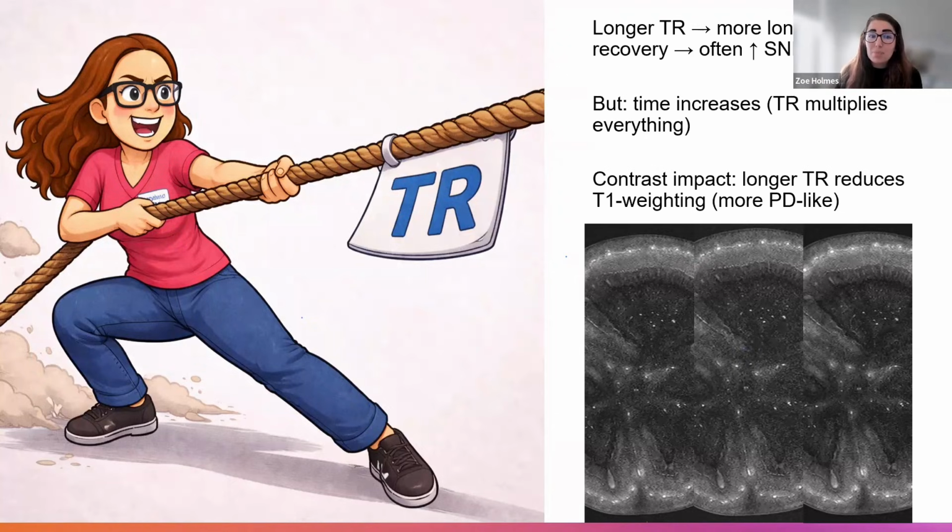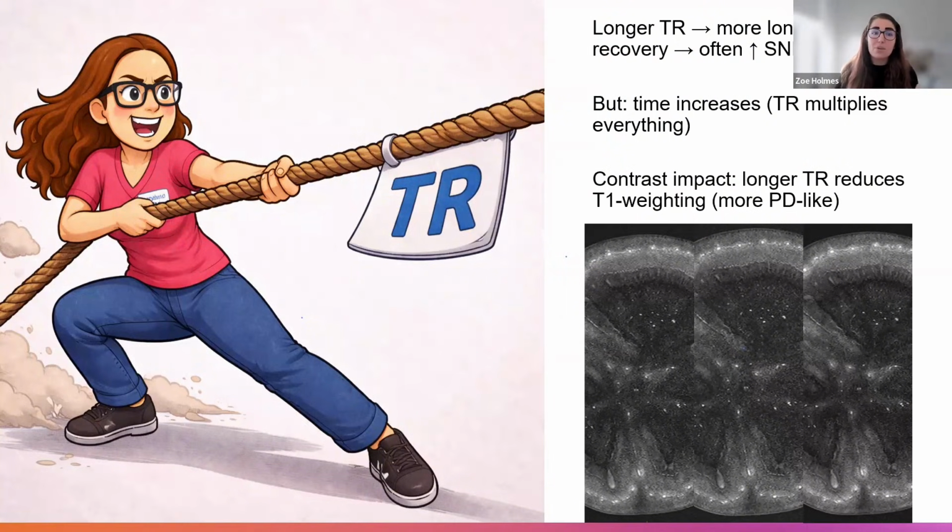TR is also a contrast knob. When you shorten your TR, you increase your T1 weighting. A longer TR reduces that T1 weighting and moves more proton density weighting into your imaging. So you can't just change your TR to chase signal to noise because you're going to affect your contrast, and this can cause you to not actually have the weighting you want.